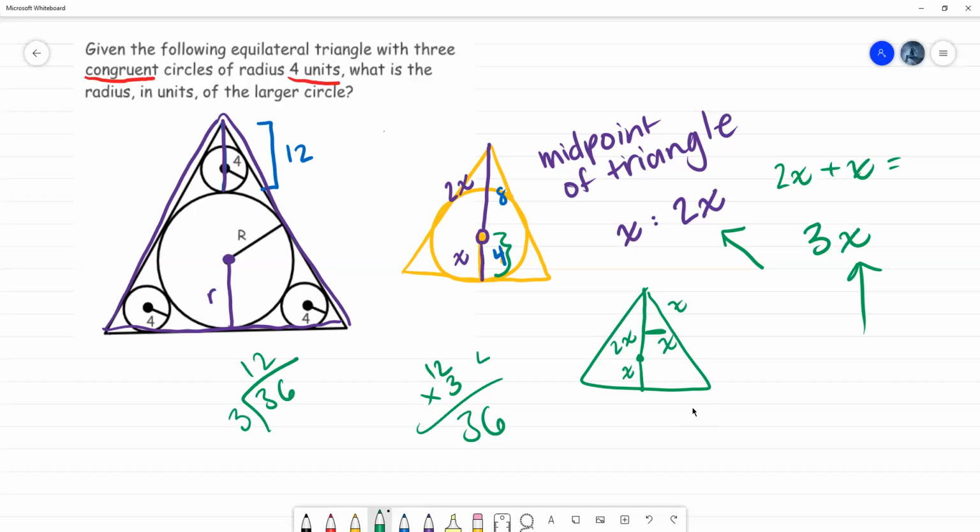And you can see that we didn't have to multiply right here, but I was just doing that to explain how we know that this length is equal to our radius. So our final answer is 12 units.